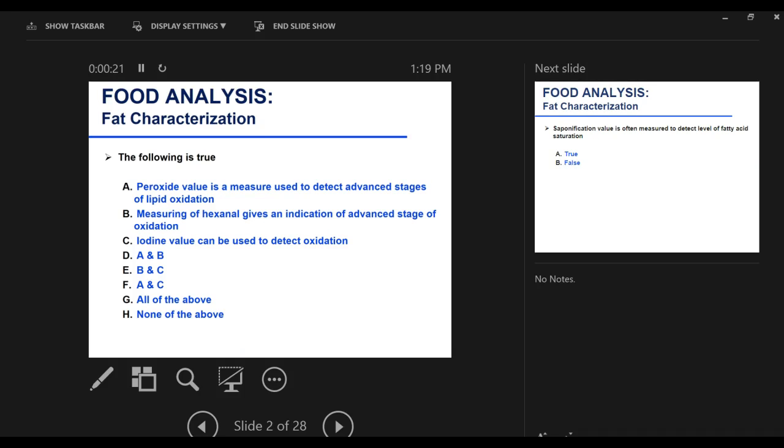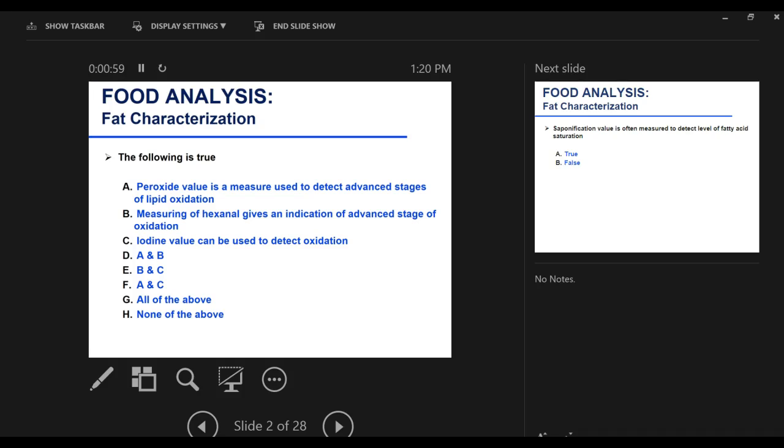We're moving on to fat characterization. So let's see what you remember from your previous knowledge. Peroxides, right? What are they? Peroxide value is a measure used to detect advanced stages of lipid oxidation. Measuring of hexanal gives an indication of advanced stage of oxidation. Iodine value can be used to detect oxidation. Maybe the third one you might not guess at.